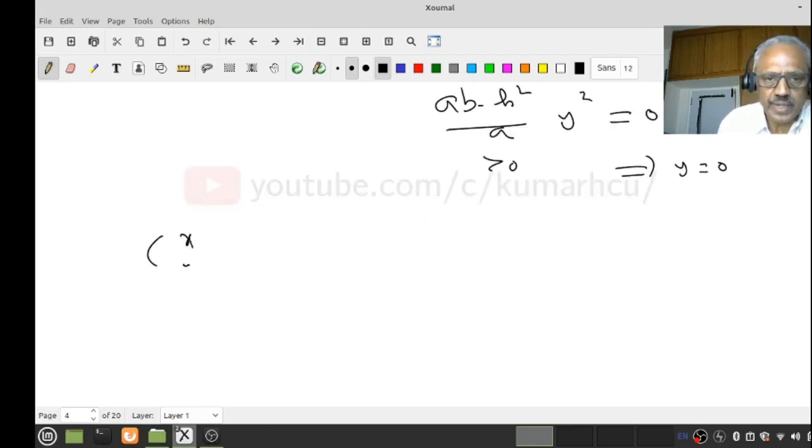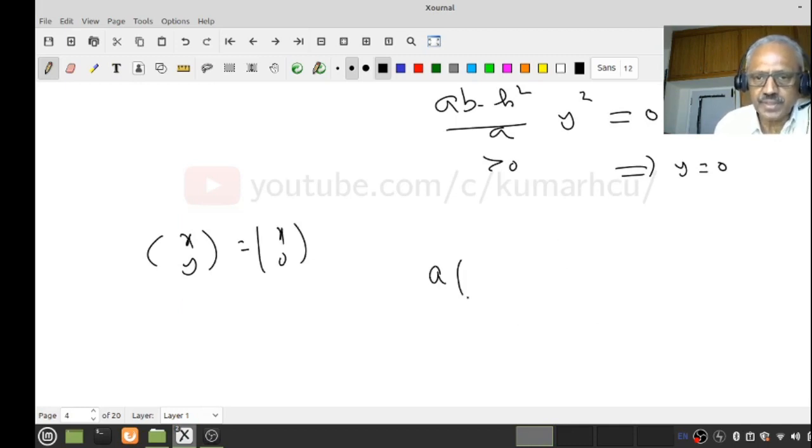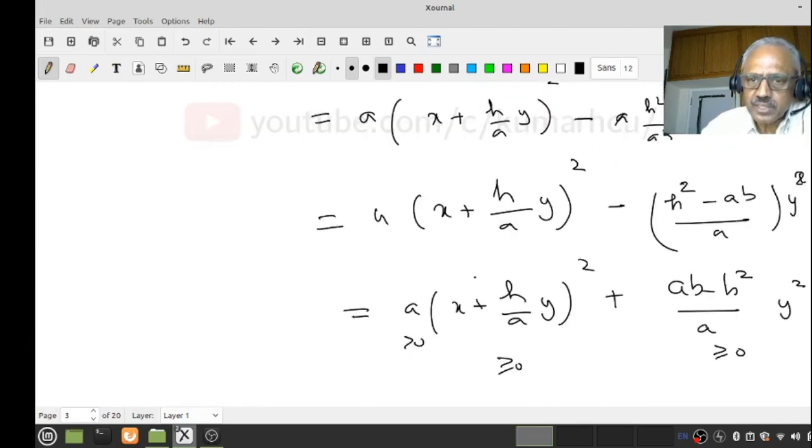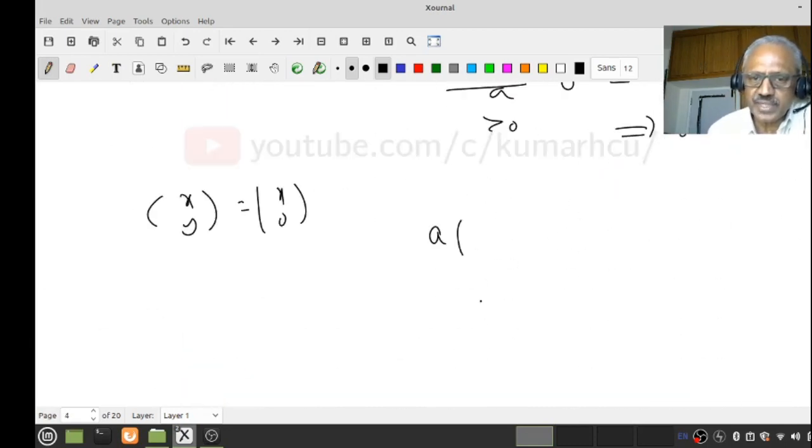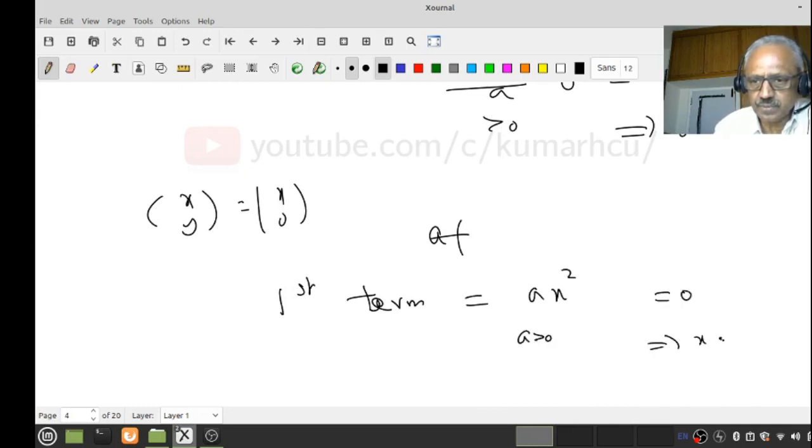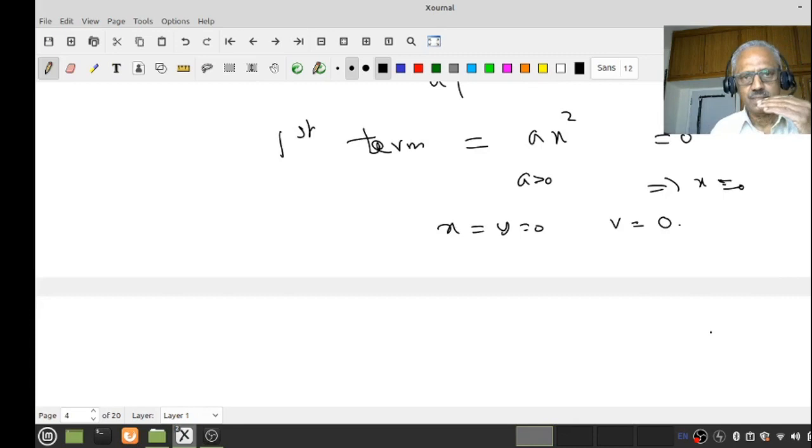Therefore v, in (x, y), this is (x, 0). Therefore what is the first term? First term is a, go back, (x plus h by a y) squared, but y is 0, therefore it's ax squared. Therefore the first term becomes ax squared, and suppose this is 0, since a is positive, this means x is 0. So I have proved x is equal to y equal to 0, that is v is the 0 vector. Right? And as I said, positive definiteness is a crucial thing. We proved it. By linearity is very general.